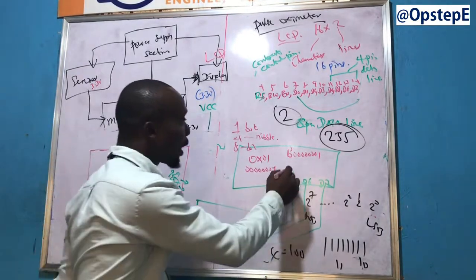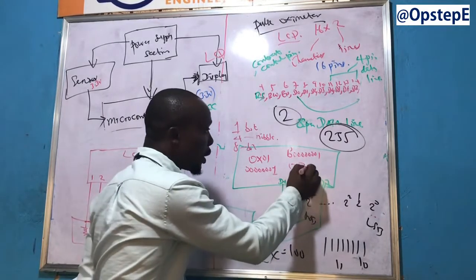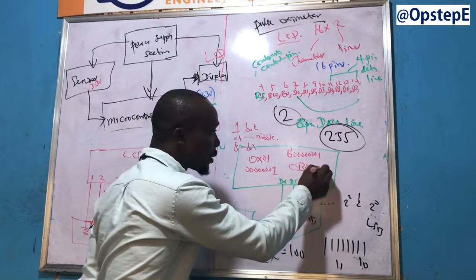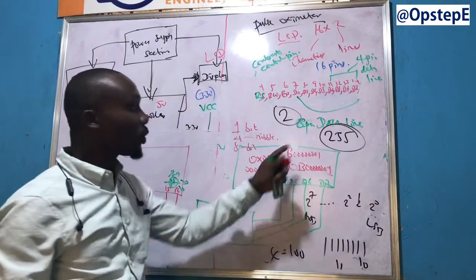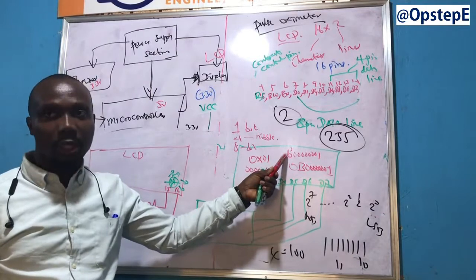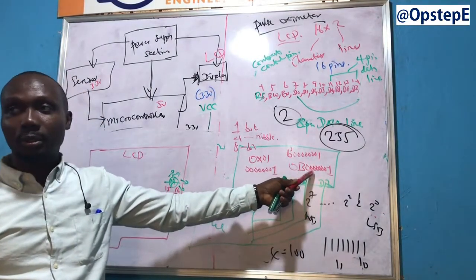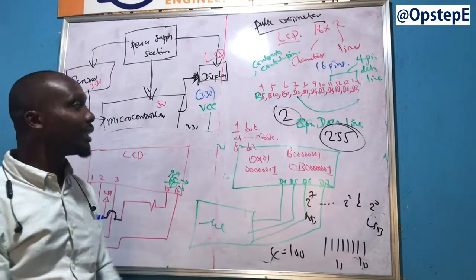Why some will tell you just write 0B? That's 0B, then 1, 2, 3, 4, 5, 6, 7, 1. So it depends on the compiler you are using. In assembler, this is how you will represent this. In binary, in C, you represent it this way. But you could also have written it as decimal.